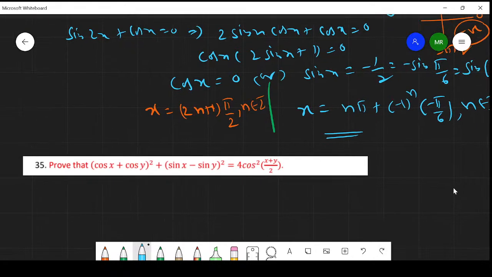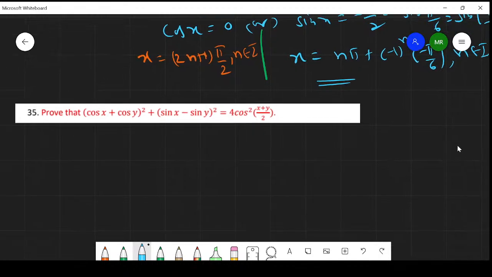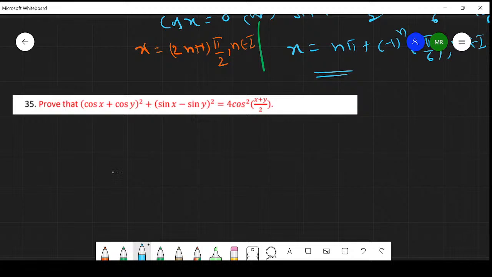See the next one. Prove that (cos x plus cos y) whole square plus (sin x minus sin y) whole square equal to 4 cos square of (x plus y) by 2. So remember, to solve this problem, you should know the formulas for cos x plus cos y and sin x minus sin y.